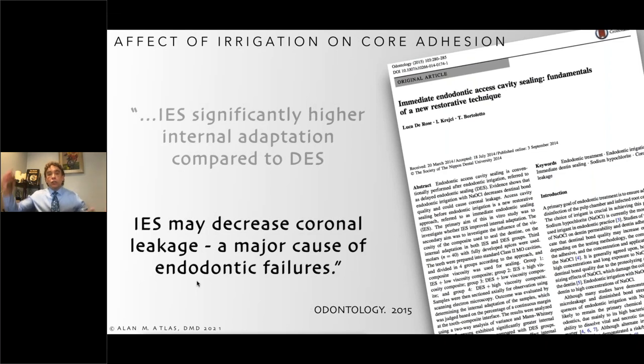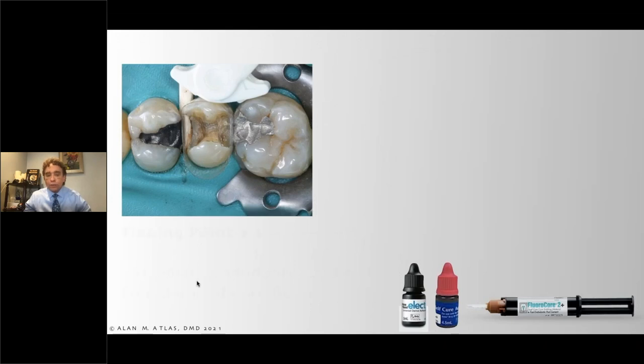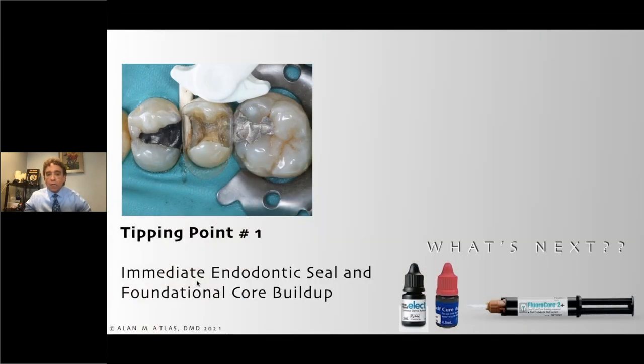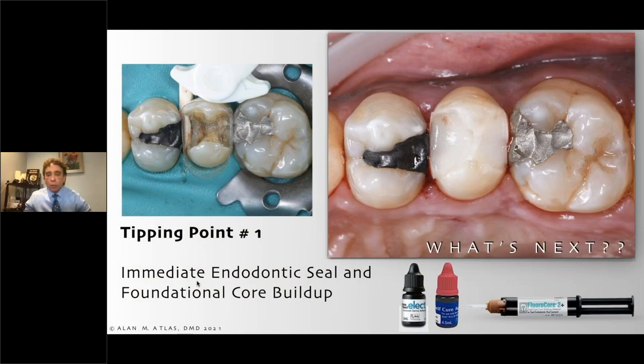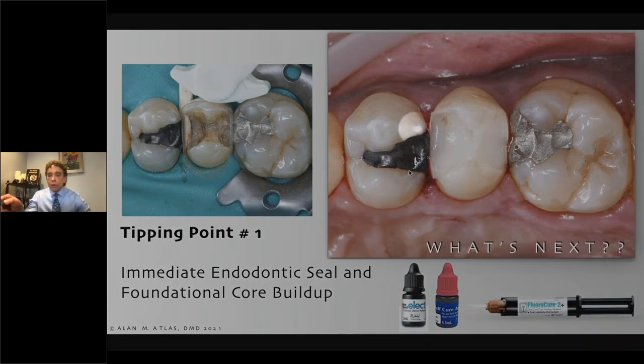There it is again. We started at the beginning with what coronal leakage is doing to the failures of endodontically treated teeth, and now we've gone full circle, where we're finding what's happening. Maybe it's the irritants that are contributory to the coronal leakage. So is there a way around it? As Dr. Krejci says in his study, maybe we need to consider doing the core and post a little bit differently. So what are we going to do here? We are going to use the core material, and we're going to place an immediate endodontic seal and foundational core buildup. Now I use the Core-Flo with the self-cure activator with the FluoroCore, and there it is.